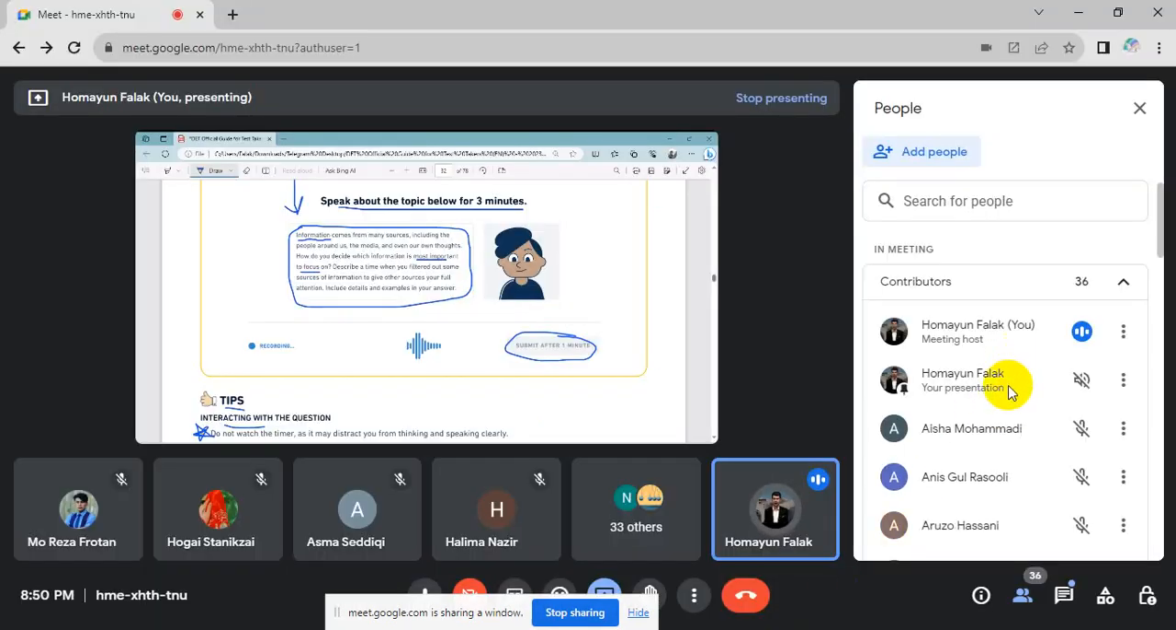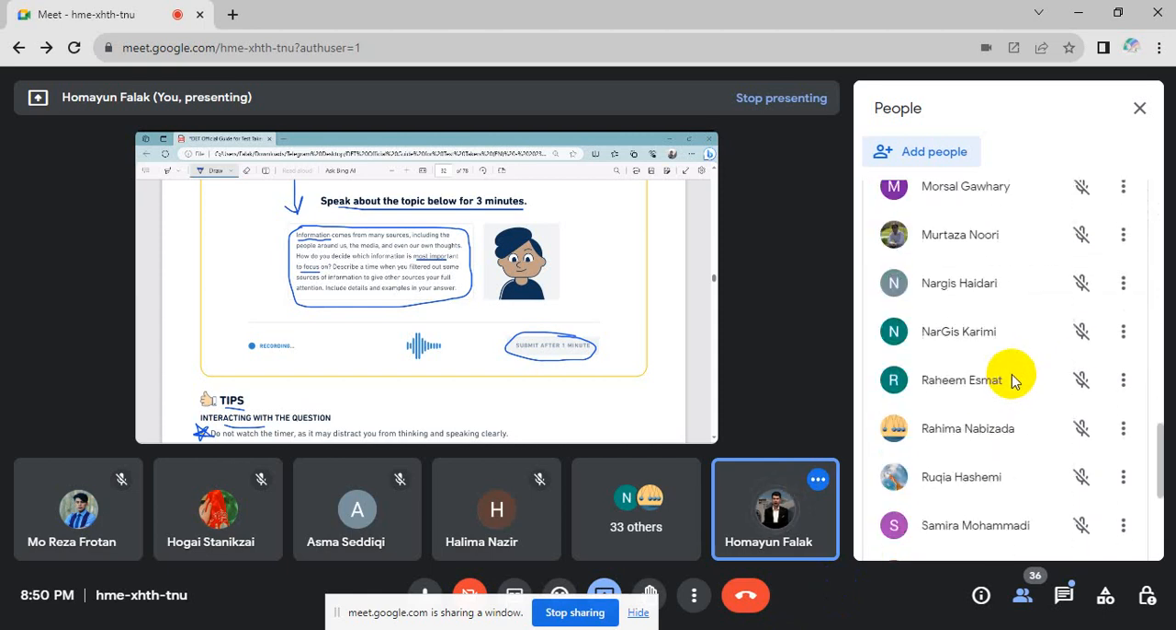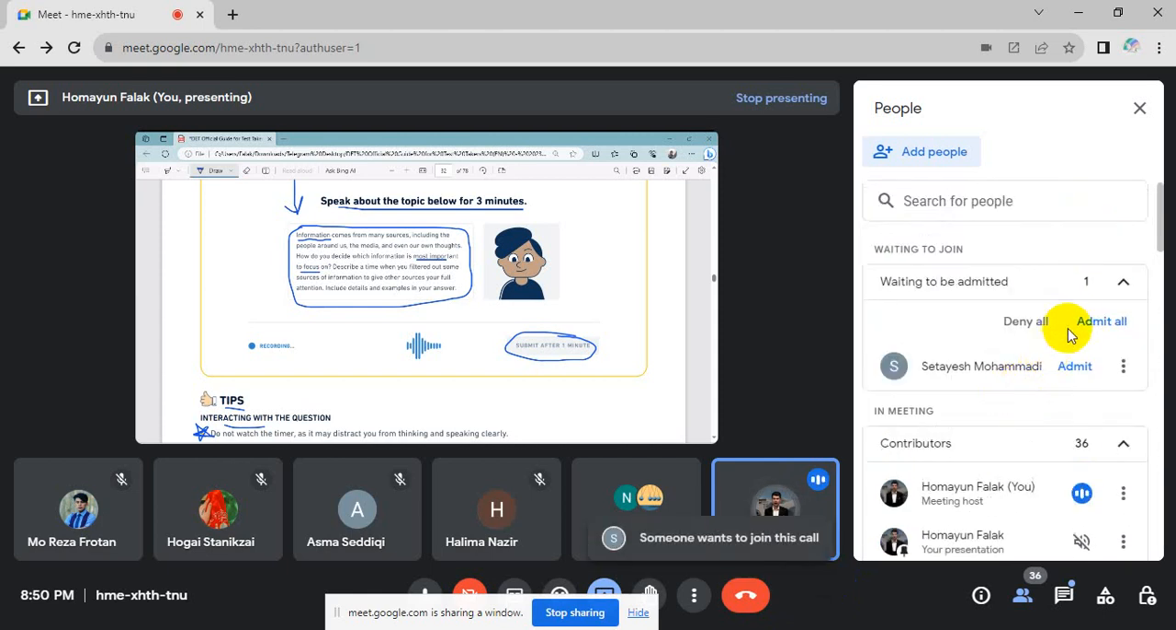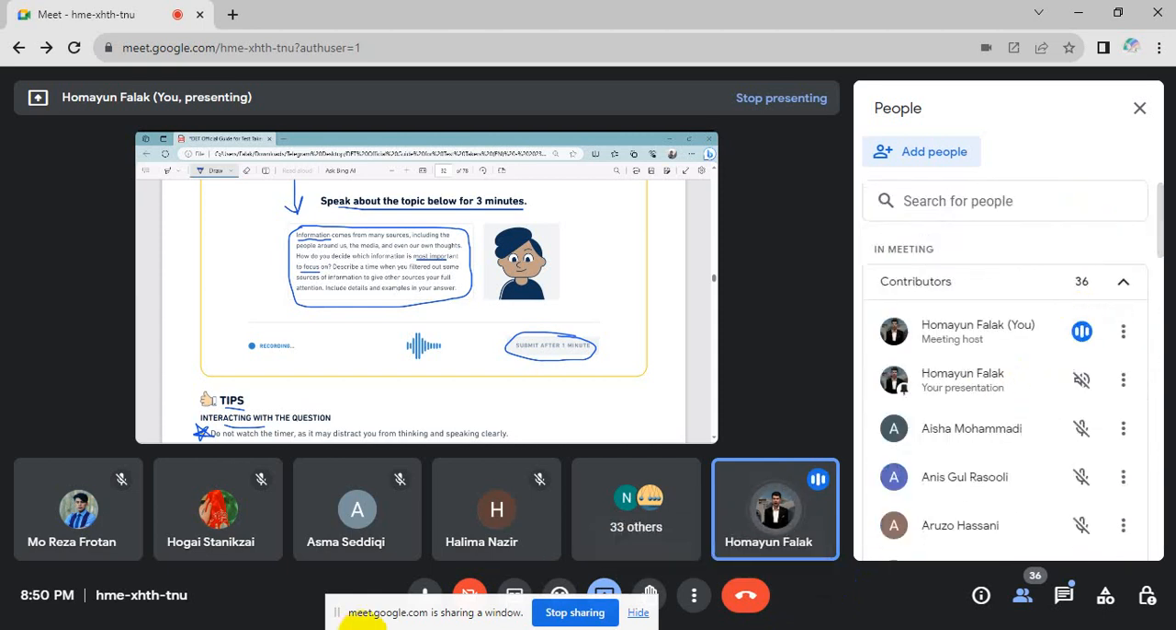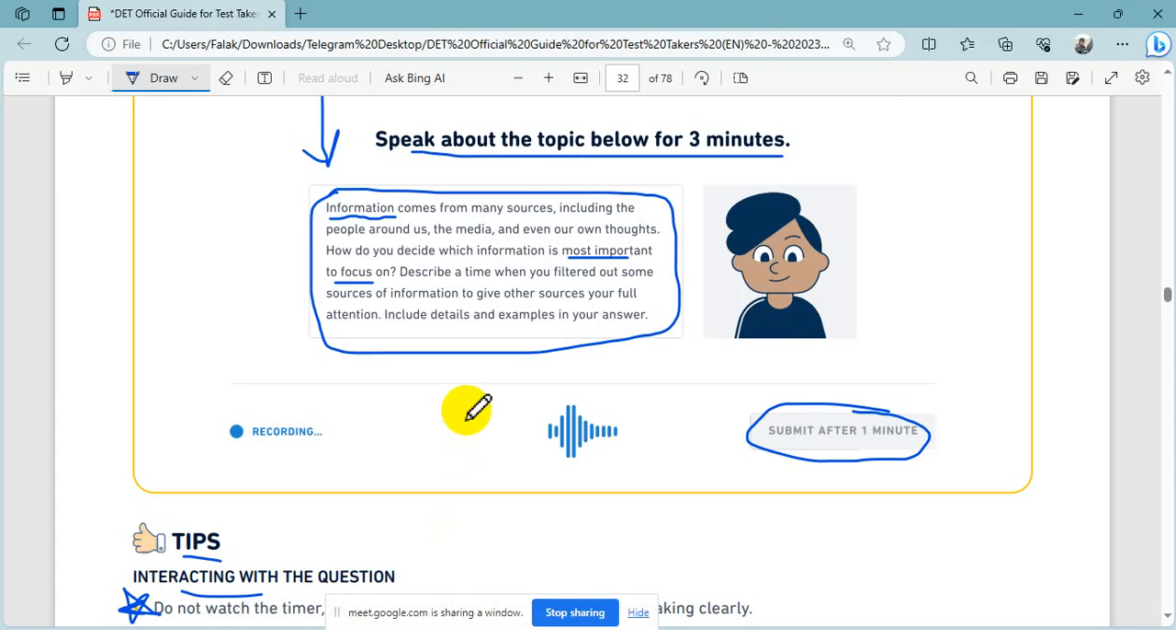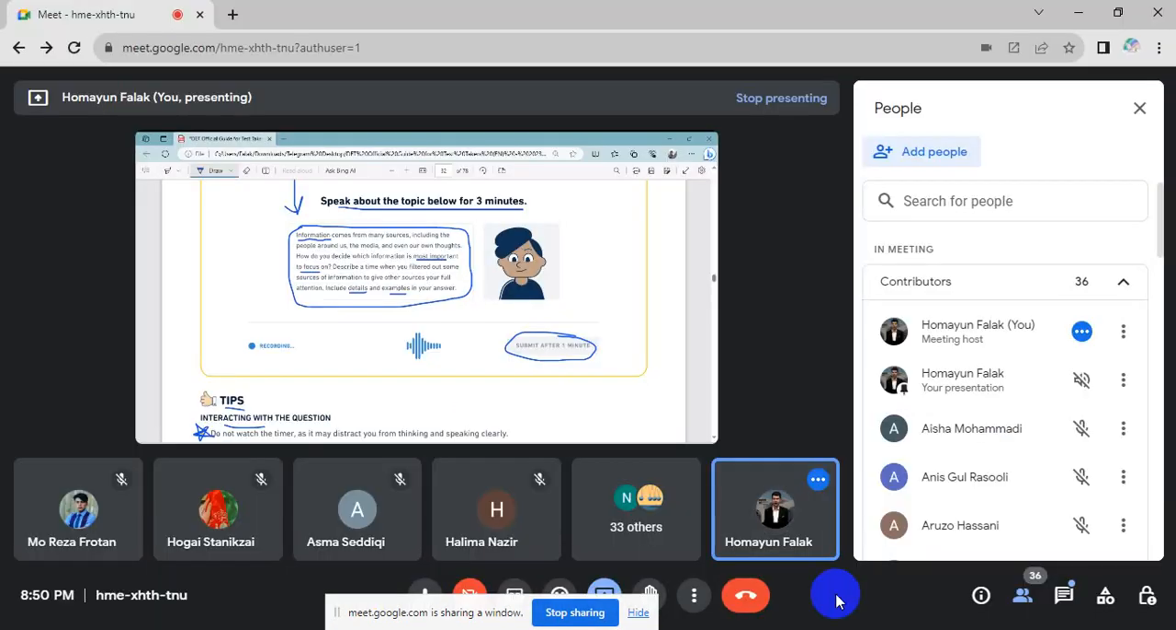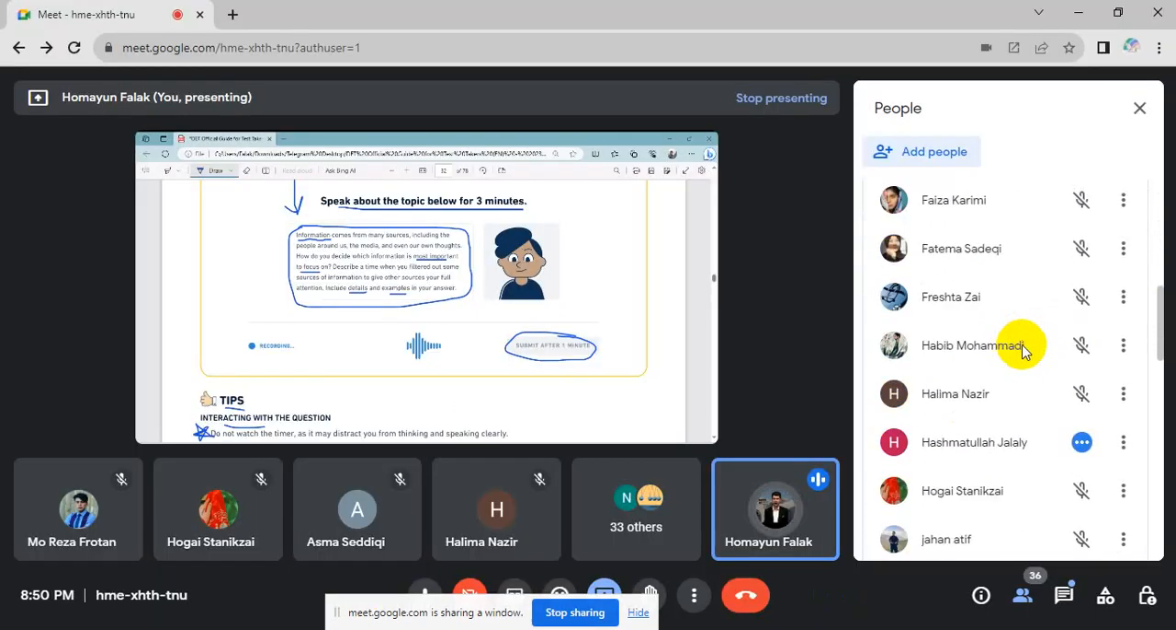Okay, so you're supposed to do this. In fact, you're supposed to keep in mind which kind of information, in your point of view, is considered most important. And describe a time when you filtered out some sources of information to give other sources your full attention. Include details and examples in your response. So details and examples are considered very important. So yeah, this is the prompt.